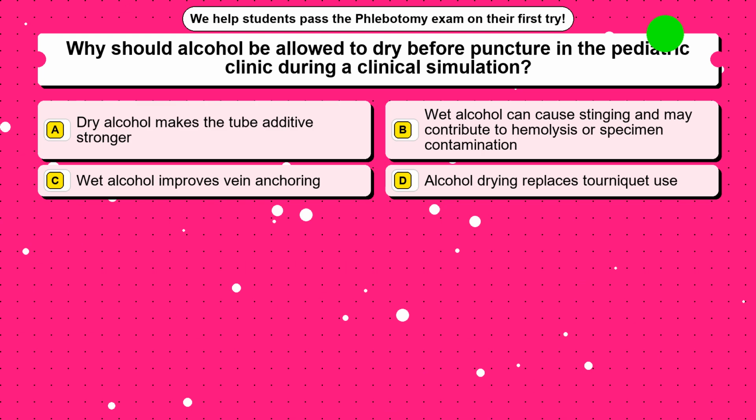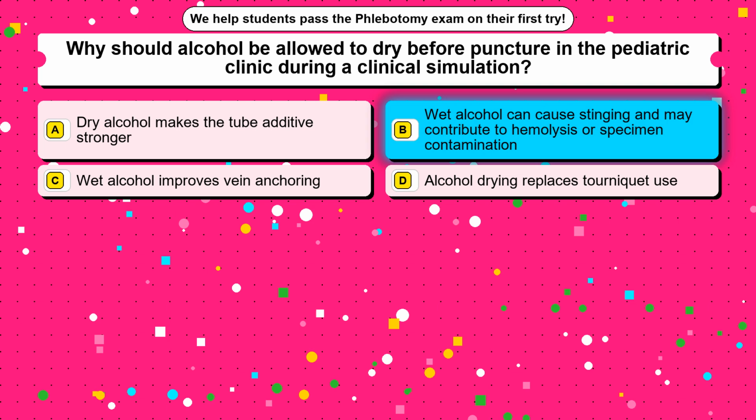Question 28. Why should alcohol be allowed to dry before puncture in the pediatric clinic during a clinical simulation? Option A, dry alcohol makes the tube additive stronger. Option B, wet alcohol can cause stinging and may contribute to hemolysis or specimen contamination. Option C, wet alcohol improves vein anchoring. Option D, alcohol drying replaces tourniquet use.